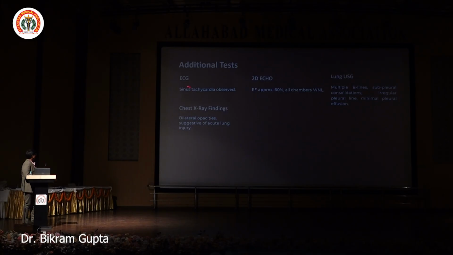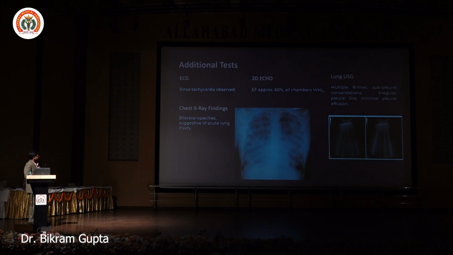We did additional tests: ECG showed sinus tachycardia, 2D echo showed an ejection fraction of 60% with all chambers within normal limits, and lung ultrasound showed B lines. These are vertical lines originating from the pleural membrane, and you can see confluent B lines, which show alveolar edema, not interstitial edema. The pleural line is irregular, and there is a subpleural consolidation. These findings are suggestive of ARDS, not pulmonary edema. The X-ray shows bilateral diffuse haziness, which is also suggestive of ARDS.